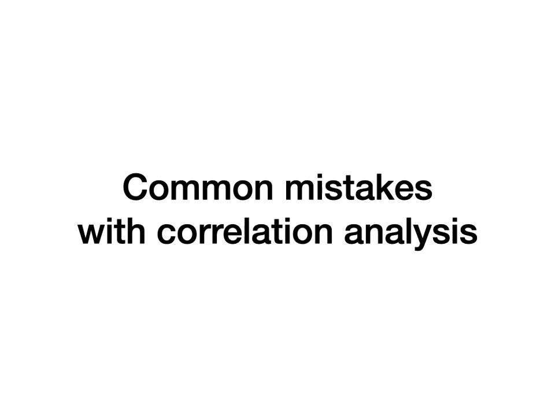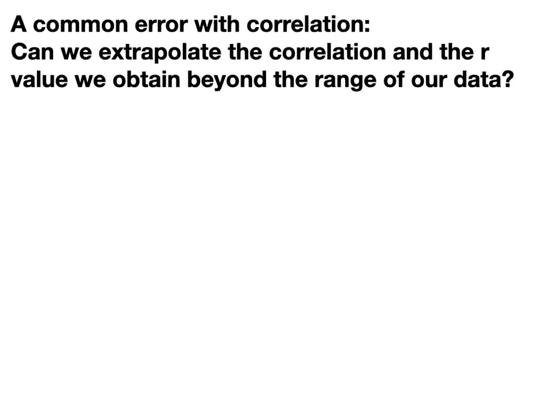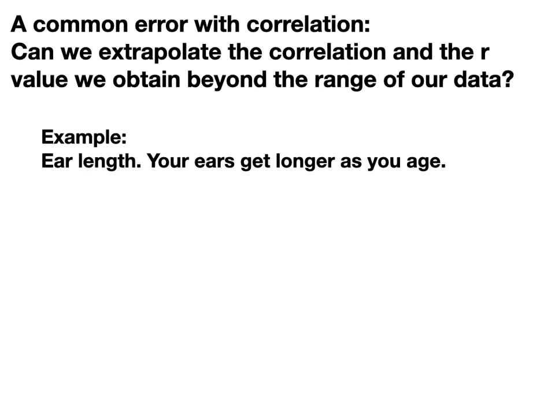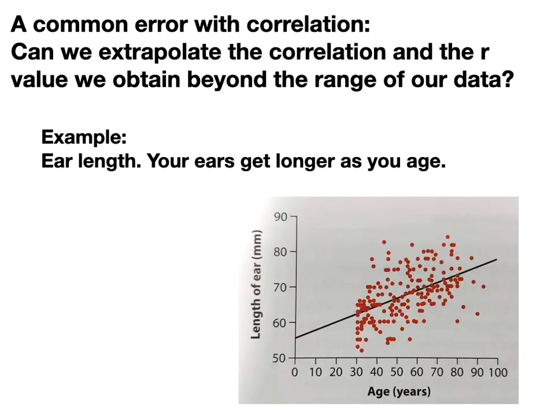All right. So I want to just cover a few common mistakes with correlation analysis before we wrap this lecture up. So one common error is trying to extrapolate the correlation beyond the range of the data. So for example, human ear length. Your ears get longer as you age. And this is real data on the length of ears of people of a whole range of ages up to people in their 80s and 90s. And you can see how the older the person is, the longer their ears are.